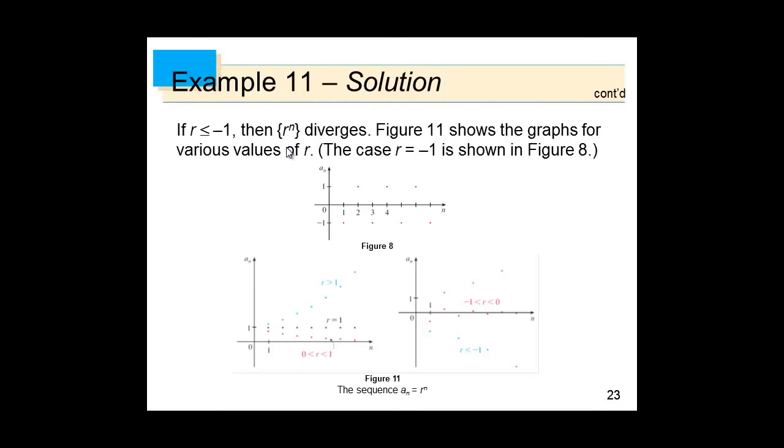Everybody's okay? So let's recap. When is it convergent? It's convergent when r is strictly bigger than -1 and less than or equal to 1.